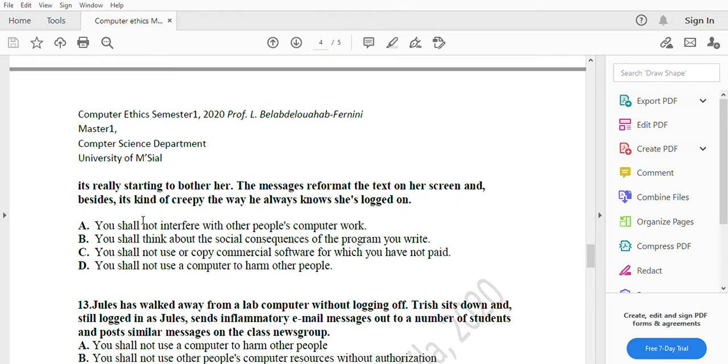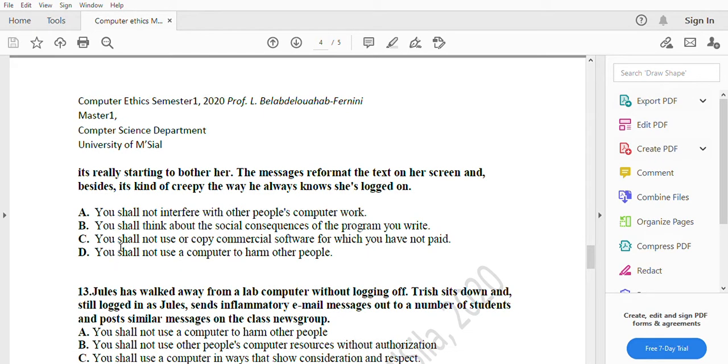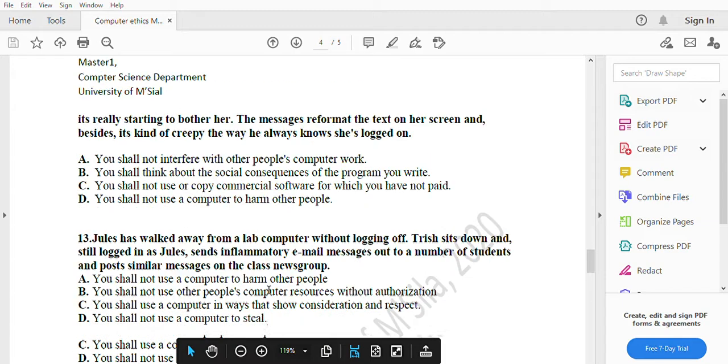So A, you should not interfere with other people's computer work. B, you shall think about the social consequences of the program you write. And C, you shall not copy commercial software for which you have not paid. This is a problem because most people do. We all do. D, you shall not use a computer to harm other people. So this is for 12, and obviously it's A. Logically, it's A because nobody has the right to interfere with other people's work.